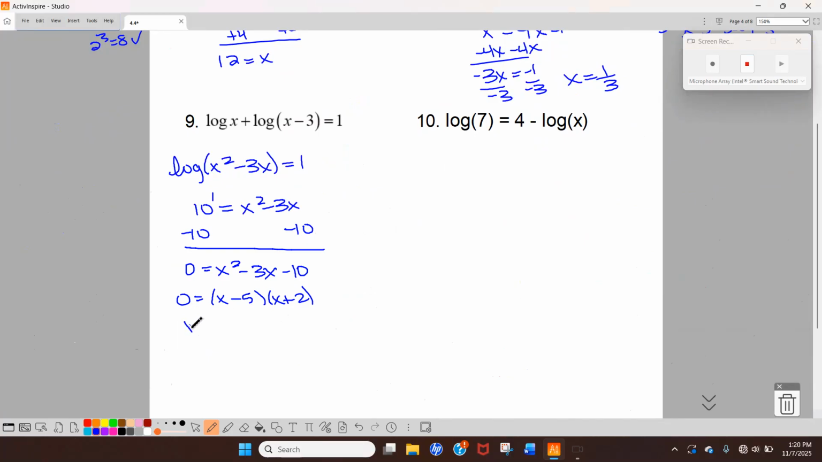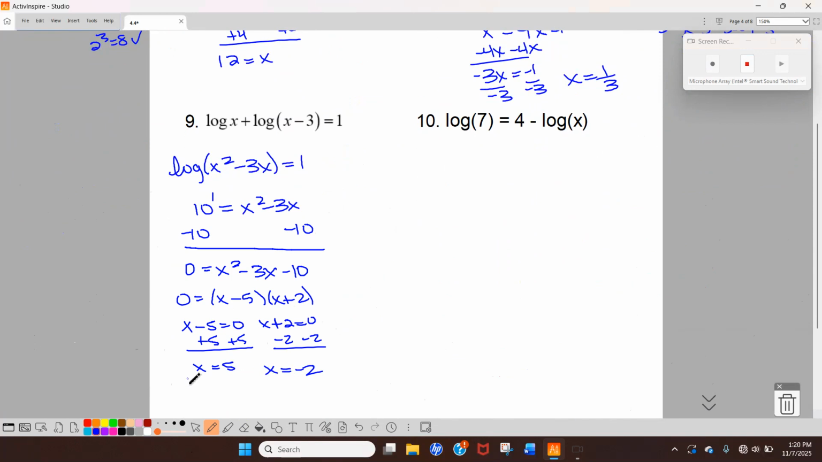Remember that you always have to write down this step, or I have to take an entire point off for every problem that you don't do that on. They also like to see that you add 5 and you subtract 2. What did you do? Don't leave it to the imagination. So x is 5, x is -2.